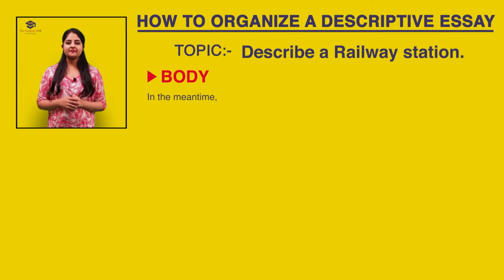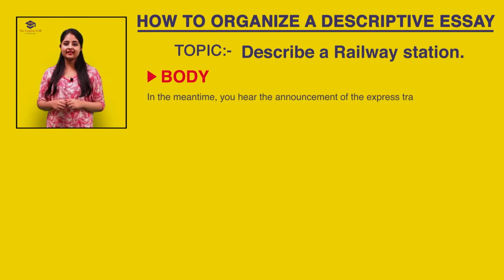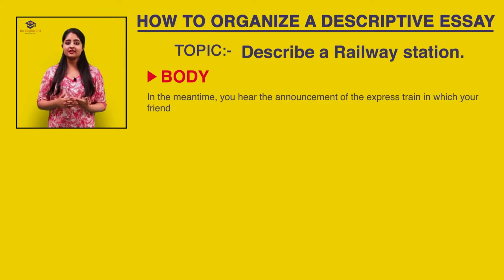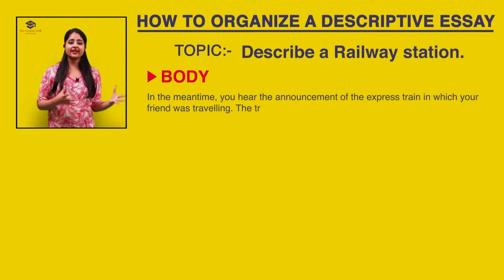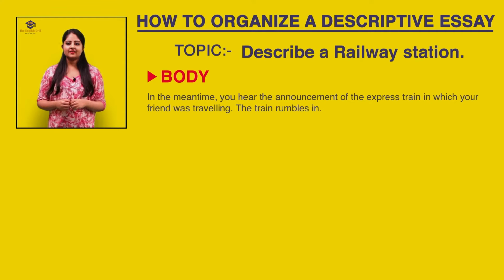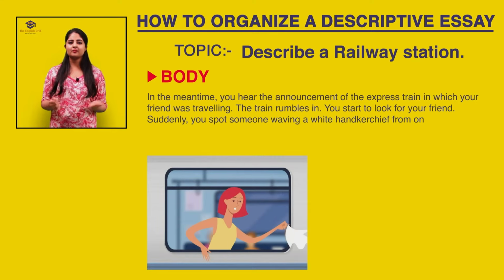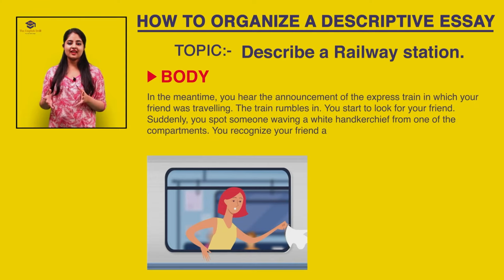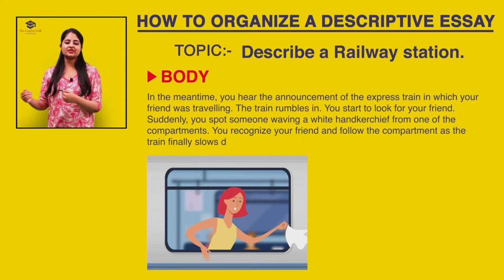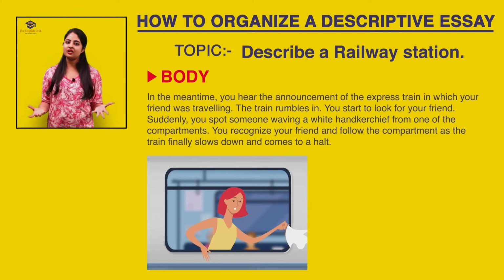In the meantime, you hear the announcement of the express train in which your friend was traveling. The train rumbles in. You start to look for your friend. Suddenly, you spot someone waving a white handkerchief from one of the compartments. You recognize your friend and follow the compartment as the train finally slows down and comes to a halt.